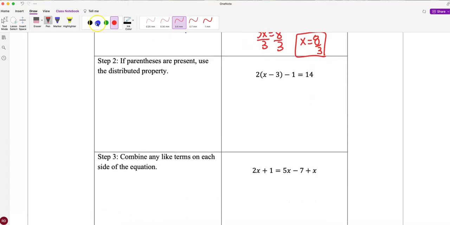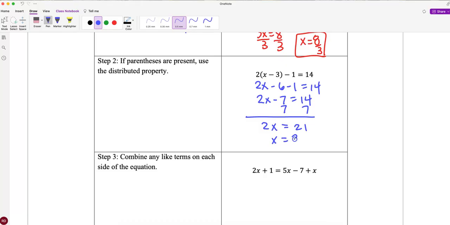If I see parentheses with a variable expression, I need to distribute. So 2x minus 6 minus 1 equals 14. I can start adding 6 to both sides, adding 1 to both sides. Easier thing would be to combine like terms. 2x minus 7 equals 14. Now in order to get everything with an x on one side, everything without an x on the other, just one step. Add 7 to both sides. So 2x equals 21. Divide by 2. X is 21 over 2, which is what? 10 and 1/2.